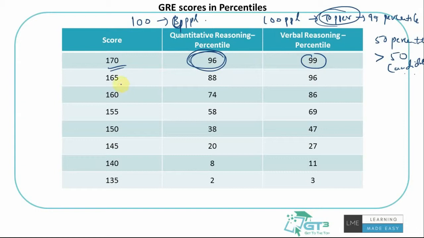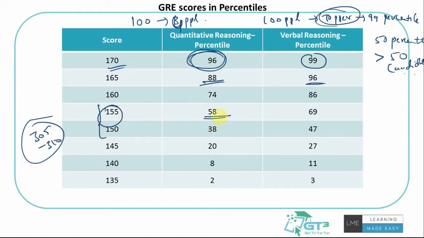If you see, 165 is scored by 12 out of every 100 people and above. And in verbal, only 4 people are scoring 165 and above. That sort of thing you see. When I say 305 to 310, it will be in this range. Let's look at 155. 58 people are scoring less than 155 in one section and 69 people in the other.